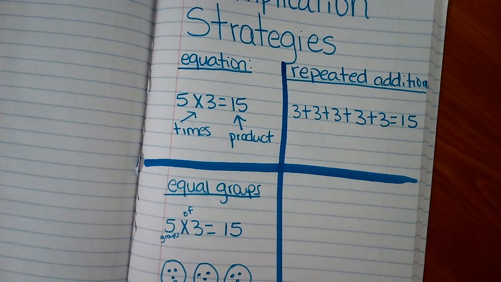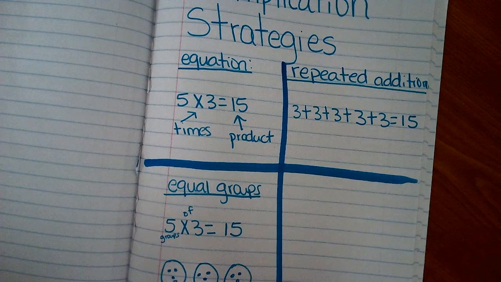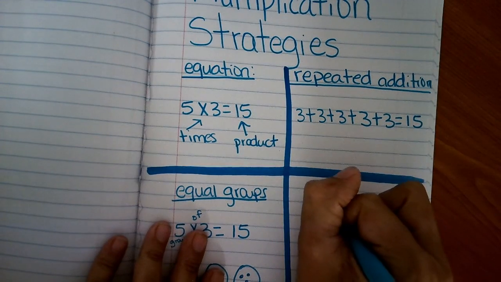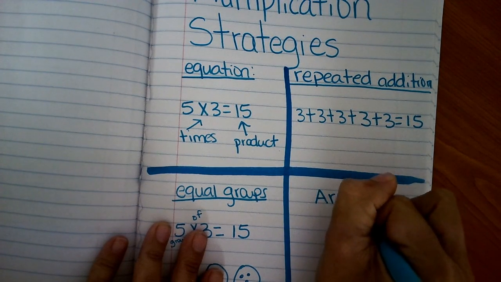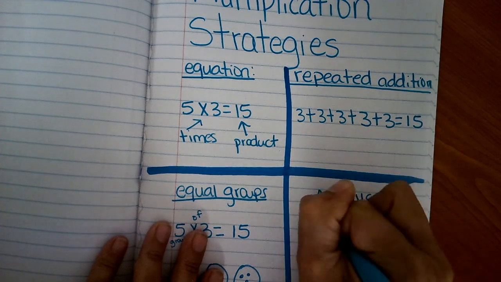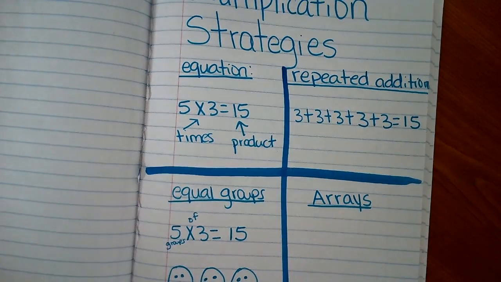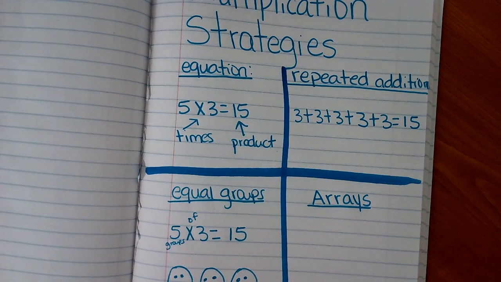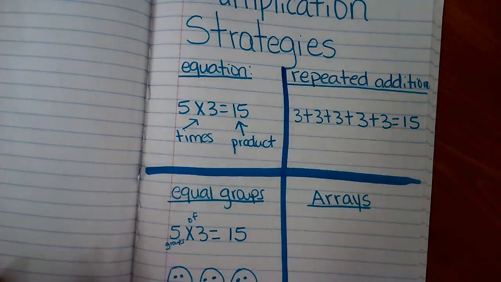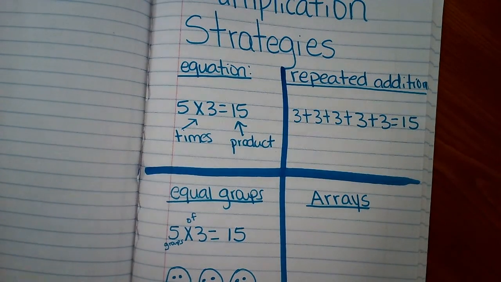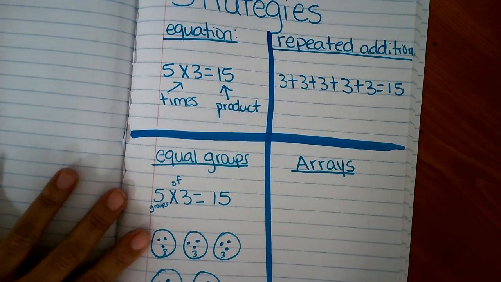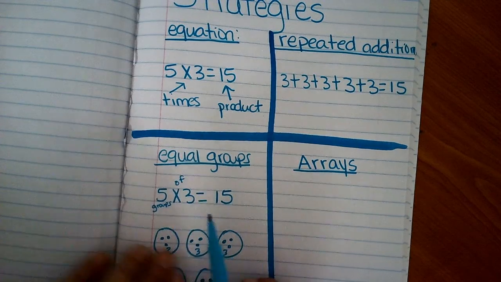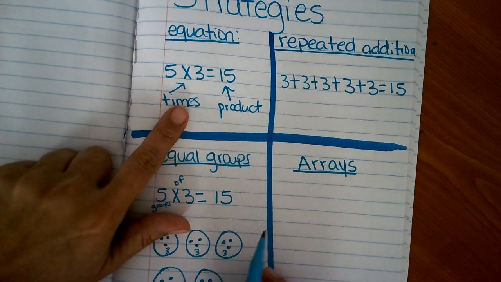I wanted to go over our multiplication strategies, and the last one that we're going to be talking about today is called arrays. So in your journal, I want you to put the word arrays. And an array is when things are put into rows and columns. So I'm going to do an example so you can see what an array looks like. And we're going to use our multiplication equation to make our array.